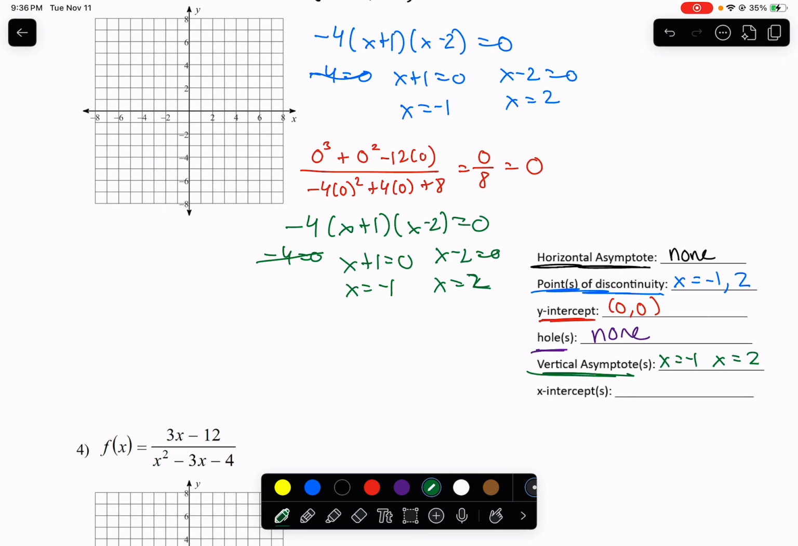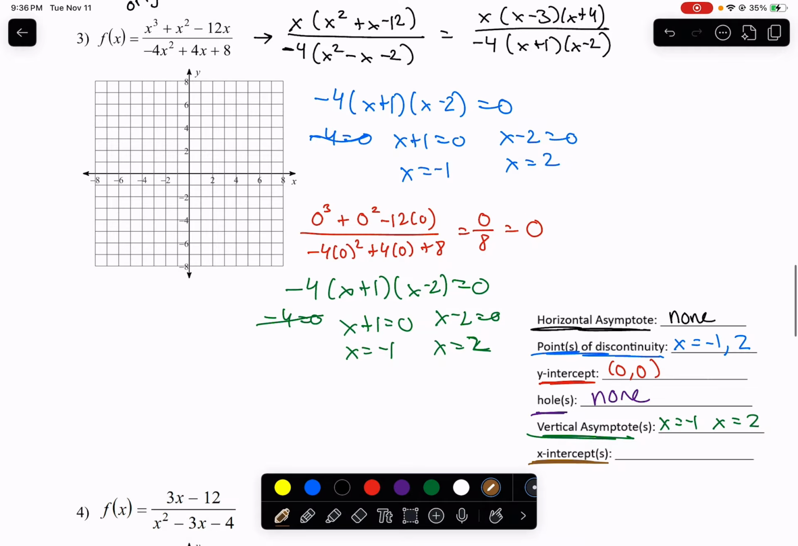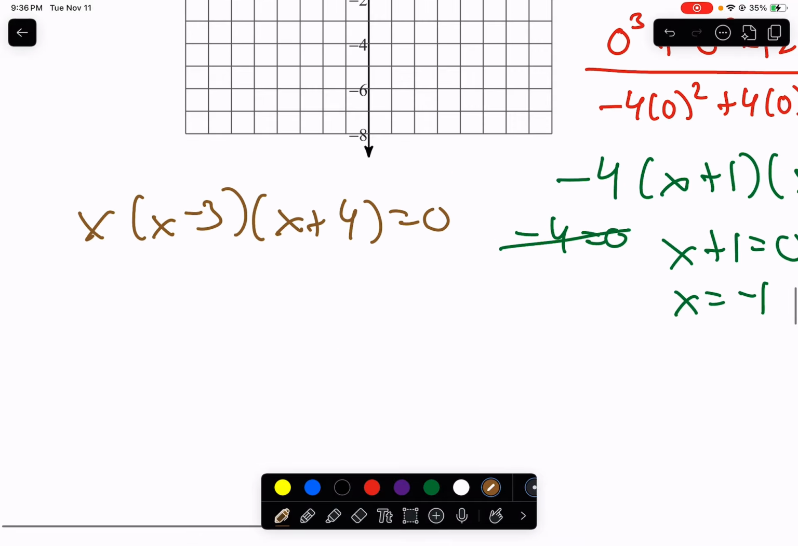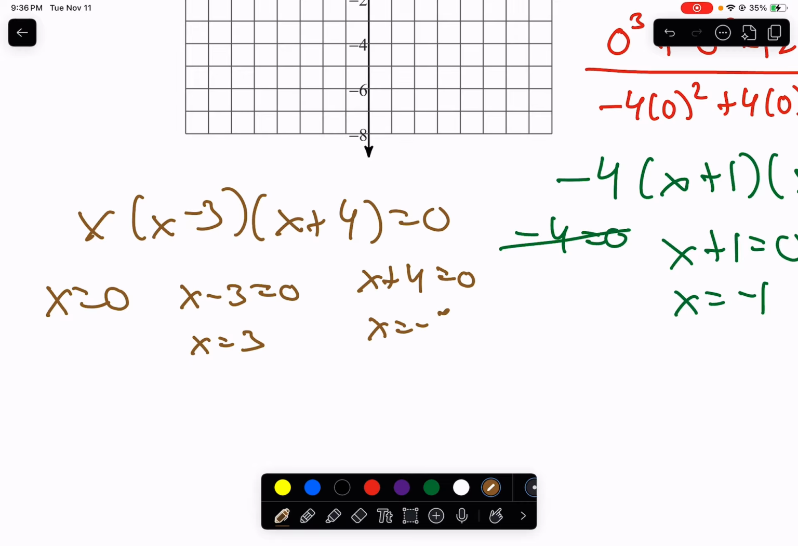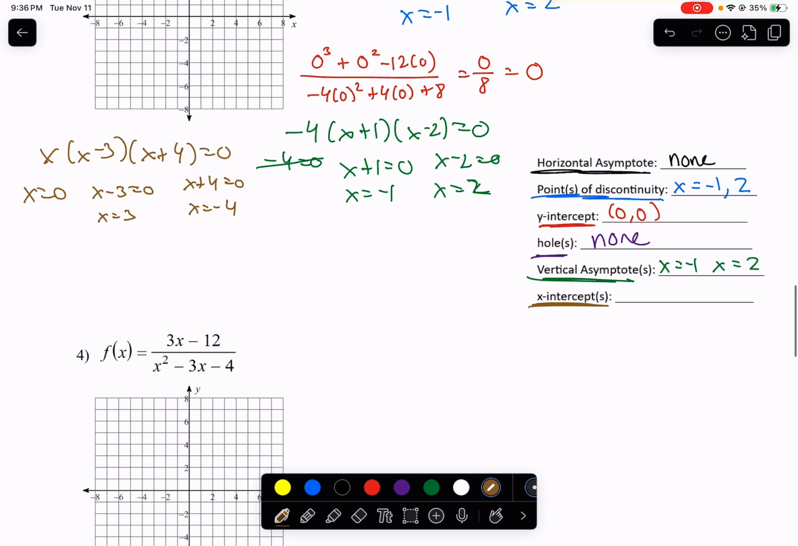Now to find my x-intercepts, I take the numerator of my simplified version, which in this case is just my factored version, and I set it equal to 0. So I've got x, x minus 3, x plus 4, sorry, equals 0. So I get that x equals 0 is an x-intercept. X minus 3 equals 0, I get that x equals 3. X plus 4 equals 0, I get that x equals negative 4. So we get x-intercepts at 0, 0, 3, 0, and negative 4, 0.